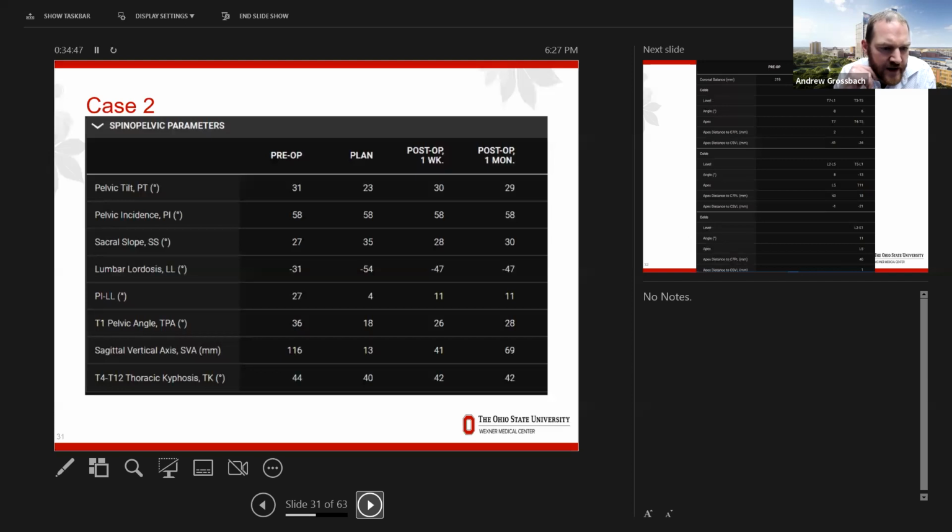So this is one that I could go back and look and say, we're trying to get his SVA down to 13 millimeters. We got him to 4, and then by 1 month he was at 7. Maybe I should have been more aggressive with osteotomies in the lumbar spine, with the 3-column osteotomy. But this will be interesting to watch and see how he does, and look back and say, should I have been more aggressive?